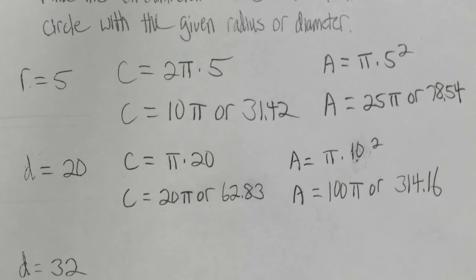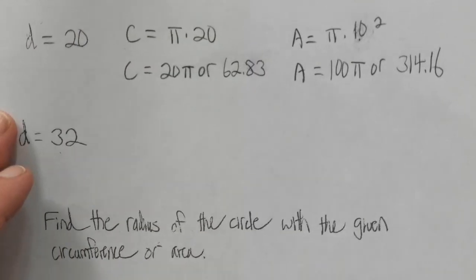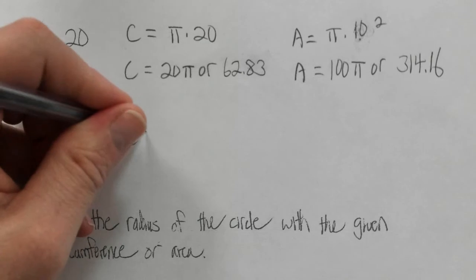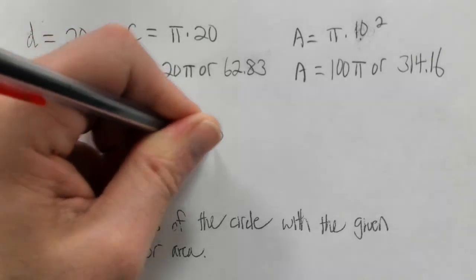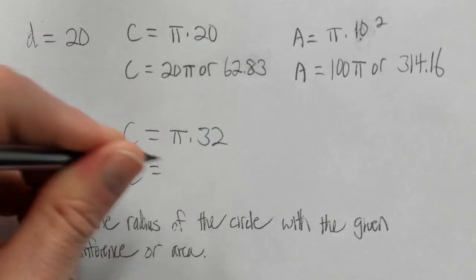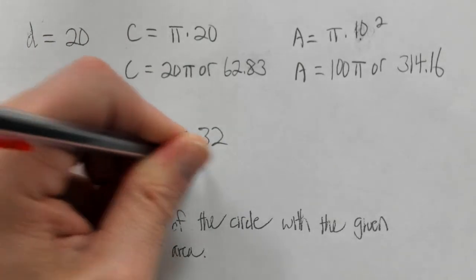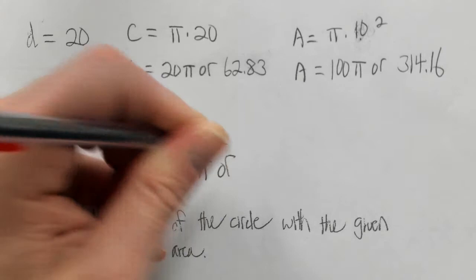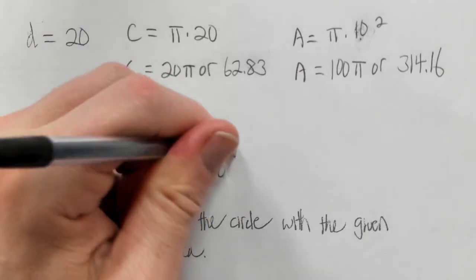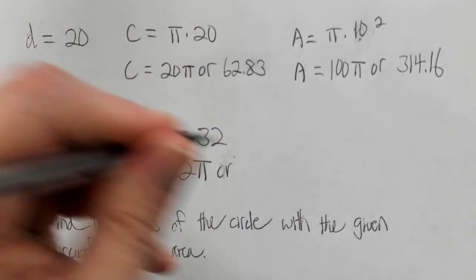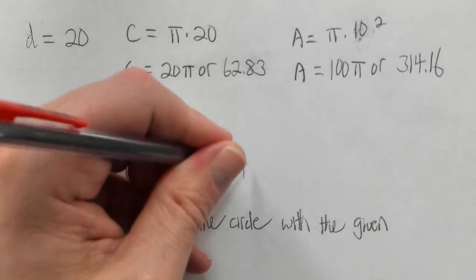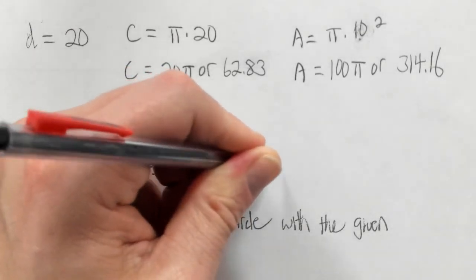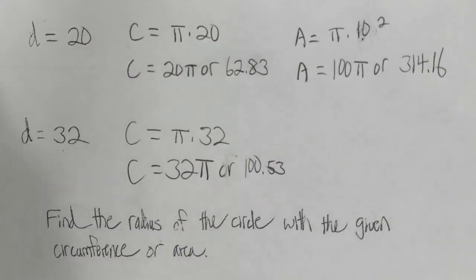What about if the diameter is 32? If the diameter is 32, I'd use the diameter circumference formula. Pi times 32, which would be 32 pi. The choices could be decimals. And if they are, you just throw that in the calculator, 32 pi, press enter, and get 100.53.